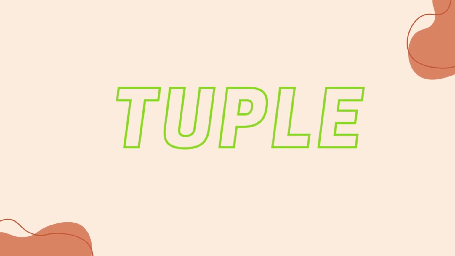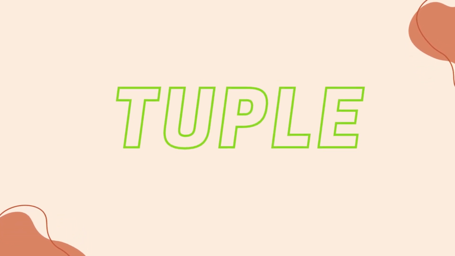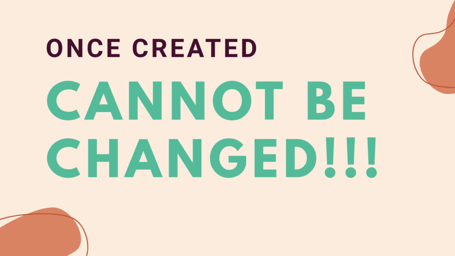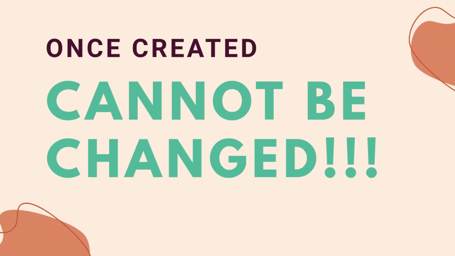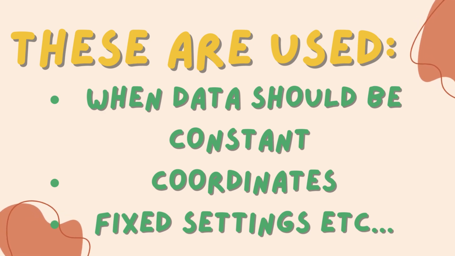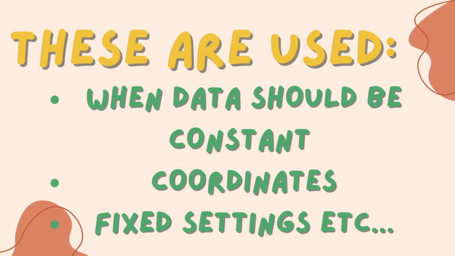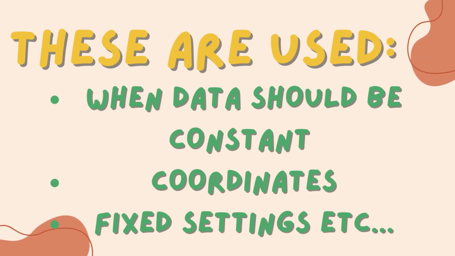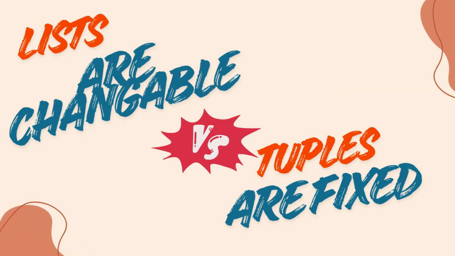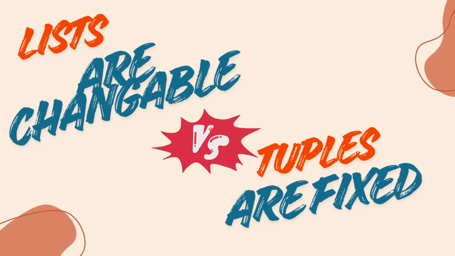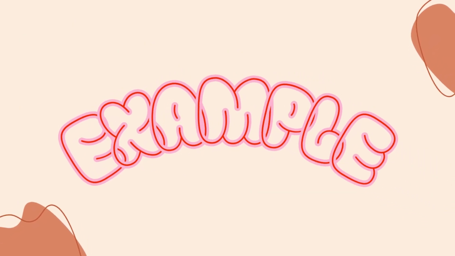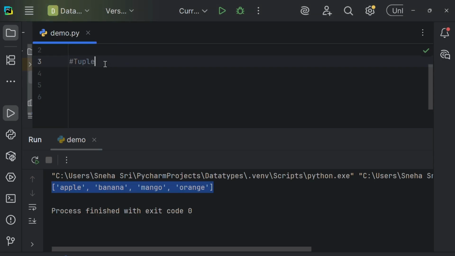The next most important data type is tuple. A tuple is like a list but with some discipline. Once it is created, you cannot change it. These are used when data should stay constant, like coordinates, fixed settings, etc. So when you compare it with a list, lists are flexible, tuples are fixed. Let's understand this tuple with an example.